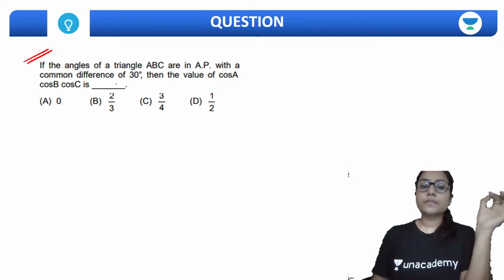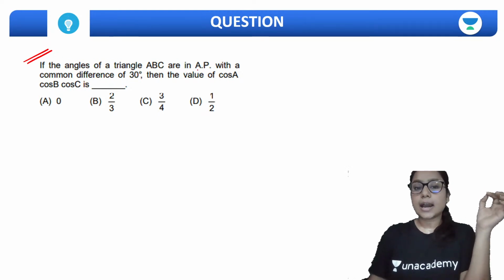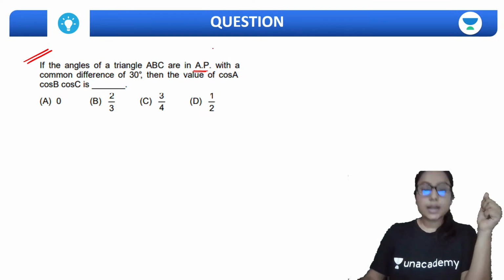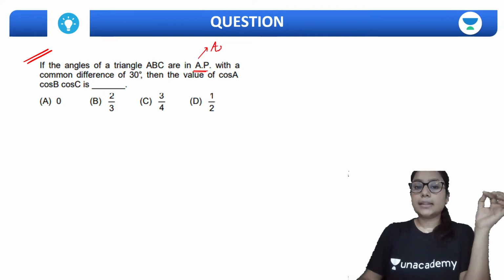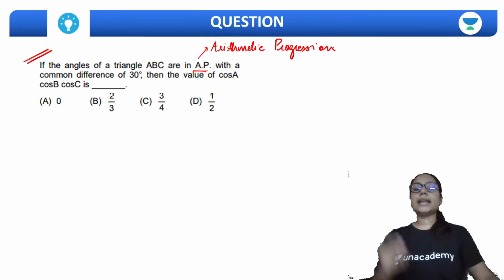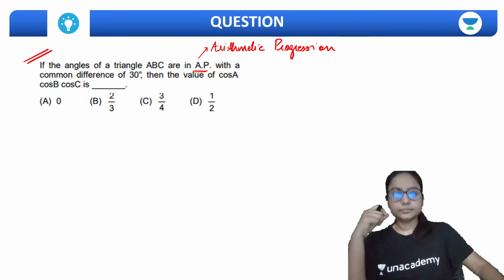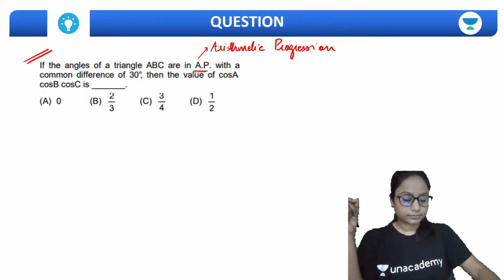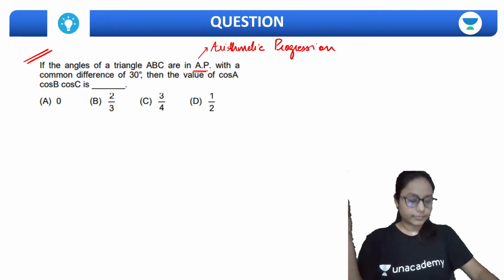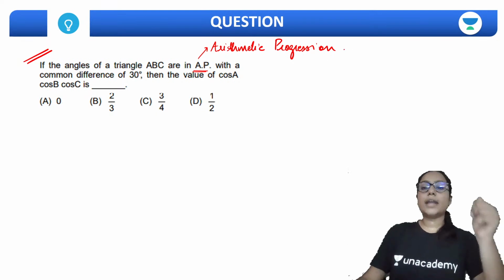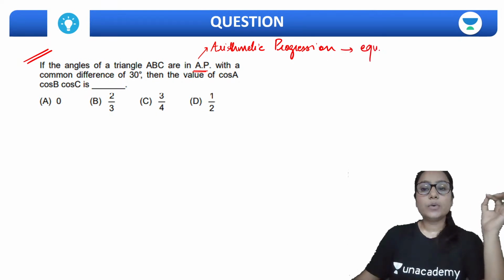If the angles of a triangle ABC are in AP, what is an AP? It is an arithmetic progression. Do you guys understand what an AP is? All of you, please tell me. This is an arithmetic progression. An arithmetic progression is an equally spaced sequence.